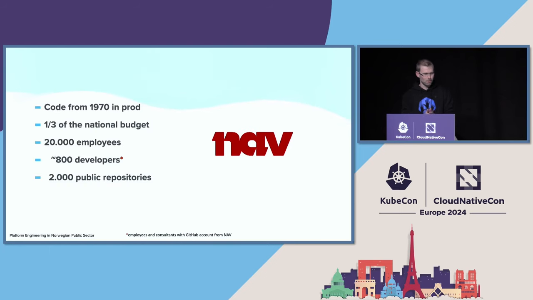And some stats about NAV that I managed to dig up. We still have code from 1970 running in production. Without revealing too much, that's almost twice my age. We have 20,000 employees, which makes us the largest government agency in Norway, and roughly 800 developers. That includes consultants, and that's the number of seats we have in our GitHub organization, so that's the best count I can get. We also have 2,000 public repositories because we really believe not only that we should use open source and open standards, but we should contribute back. This is already paid for by the public, and the code that we write should also be open. So if you want to create your own welfare administration, go ahead, get cloning.